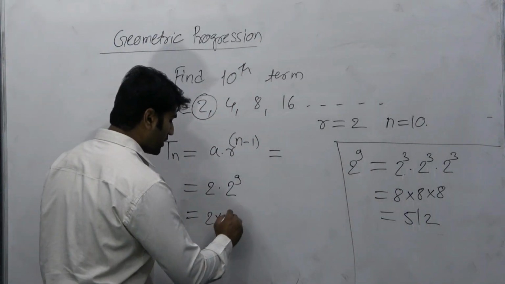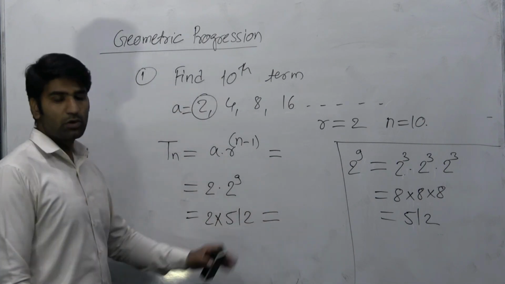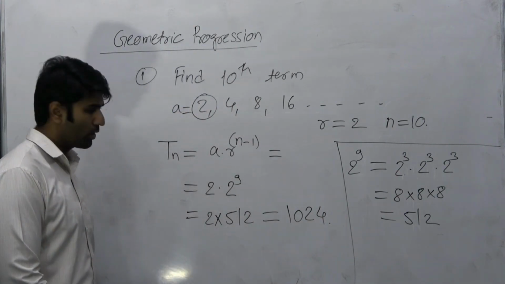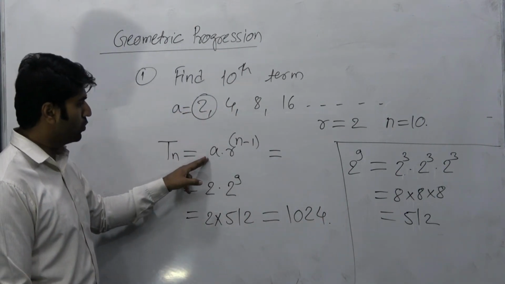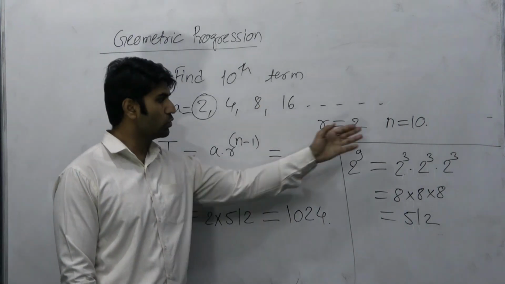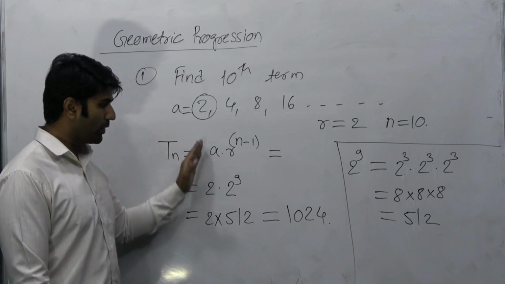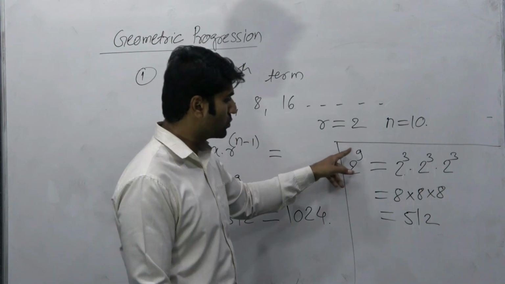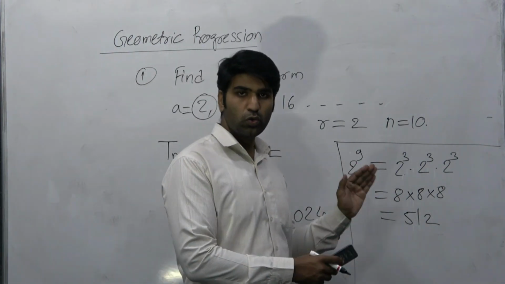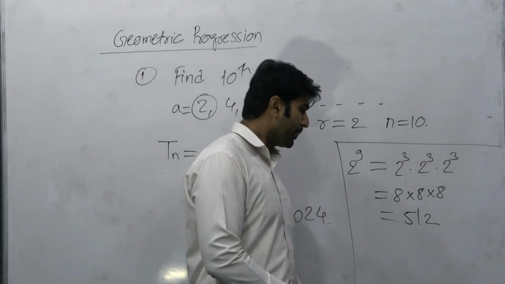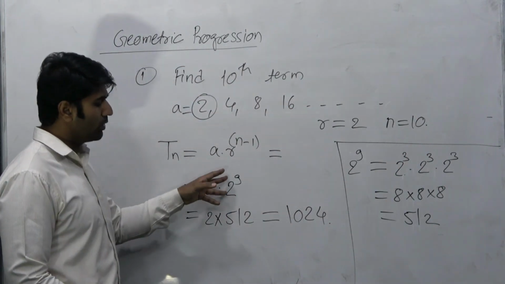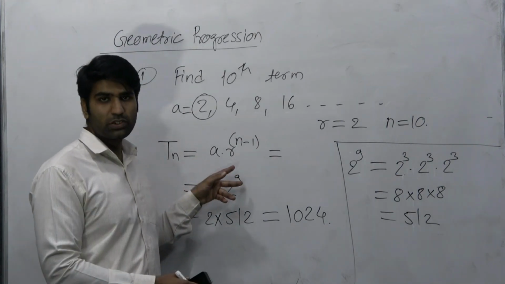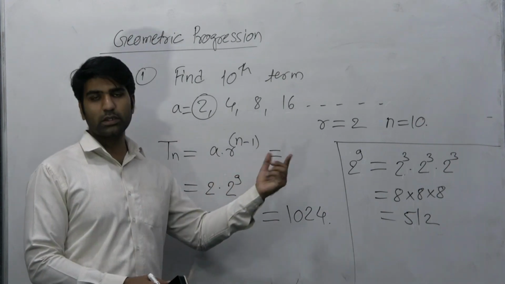So 2 into 512 is equal to 1024. Okay, so the value of a is 2, the ratio r is 2, and n is equal to 10. So we put the values. The important part is to solve 2 raised to 9. How did we solve it? We split 2 raised to 9 into 2 cube, 2 cube, 2 cube, 3 times. If we don't know a bigger exponent number, then we can split the power into small numbers.